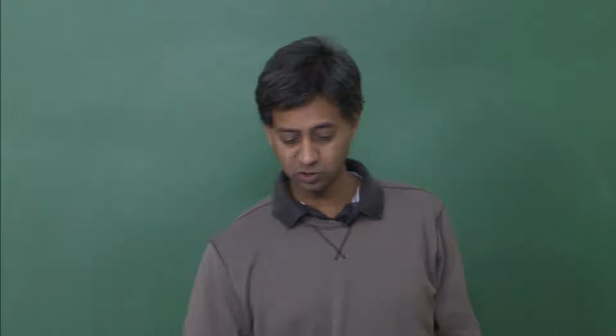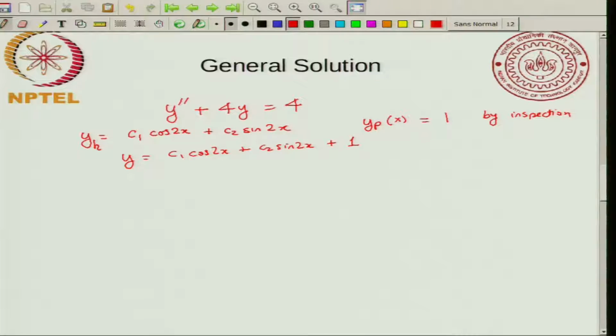Okay, now how do you choose? So in this case we just saw and we decided what yp was. So how do you choose yp in general? Now the idea here is that you try based on c of x, which is the right hand side of the non-homogeneous equation.